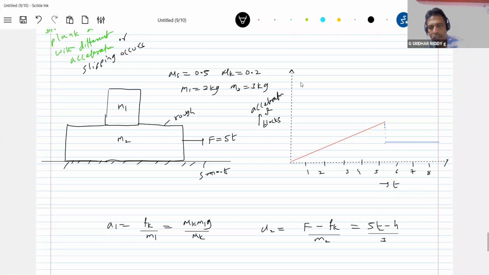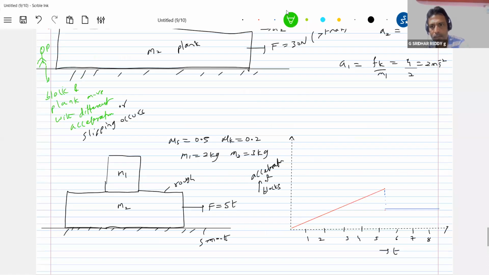So after slipping, what happened? The value of this acceleration depends upon the graph here. So here the graph will be... now which particular thing corresponds to what? This will be for A1, this particular response for block M1. This is for block M2. 5 seconds.